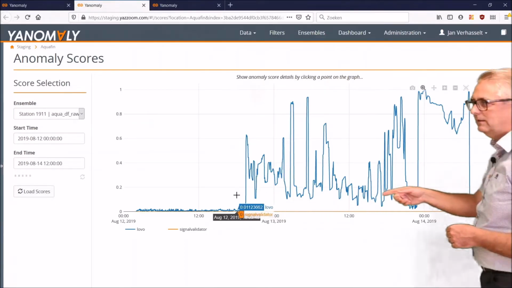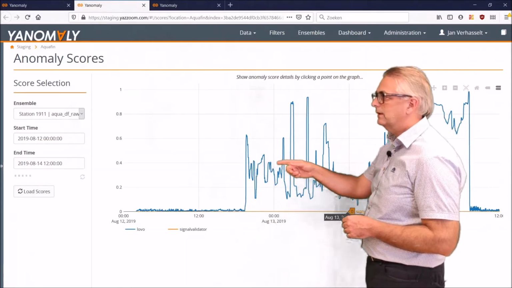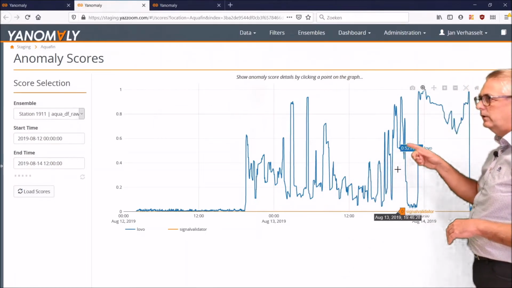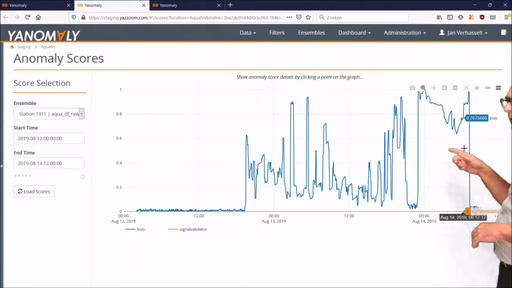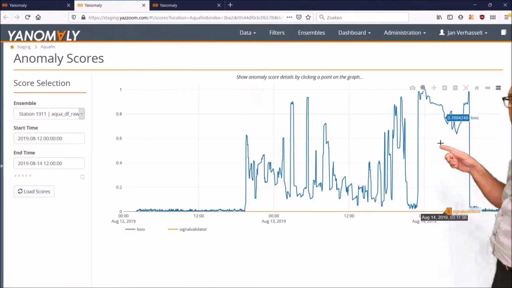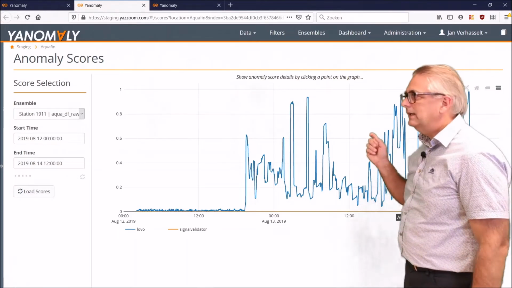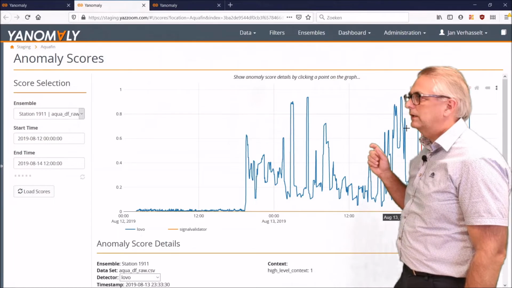But you see indeed that the anomaly more than a day ahead of time already starts reporting higher anomalies, initially short peaks, but then here a longer period, and then finally here a very long period of many hours where the anomaly score is elevated. So that seems to indicate that Yanomaly has predicted this issue. So let's now look in more detail.